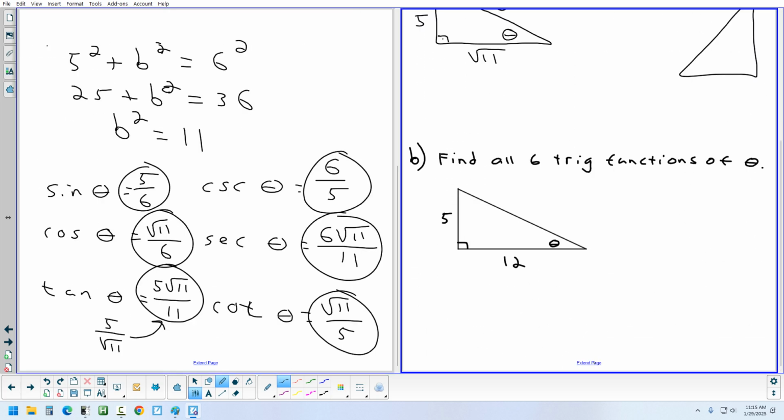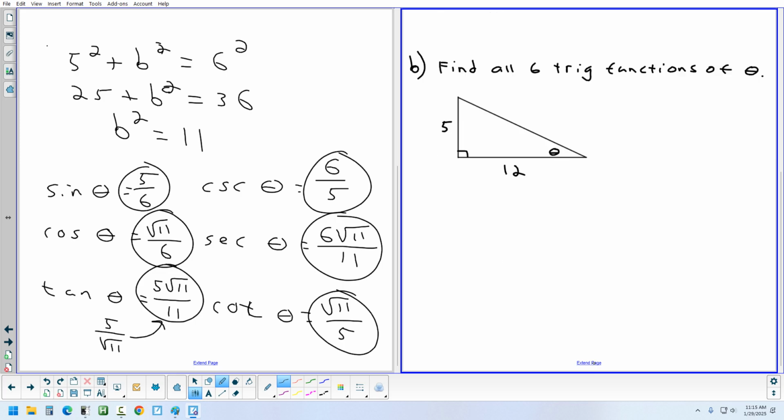All right, so let's do this one. What's my first step on example B? Get the hypotenuse length. Does anybody know what the hypotenuse is going to be in this one? 13. That's a very special situation.